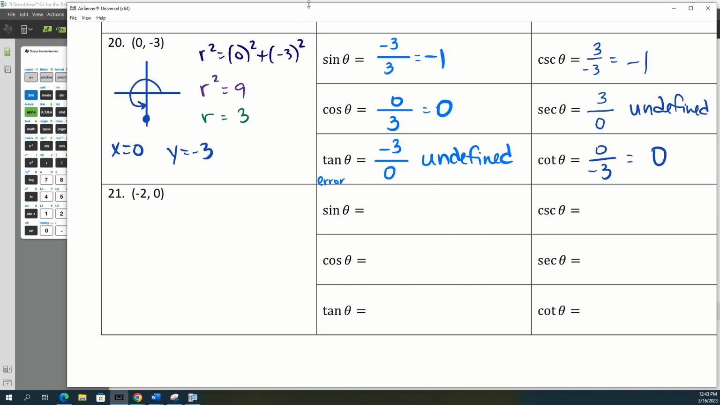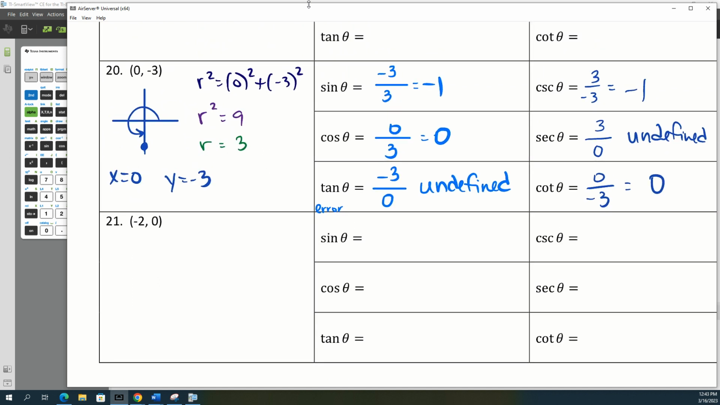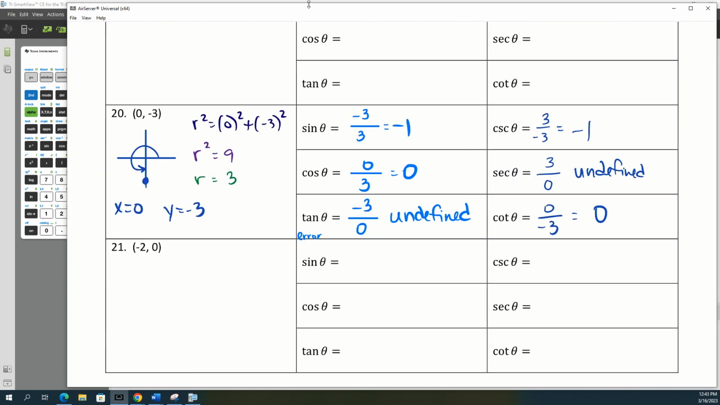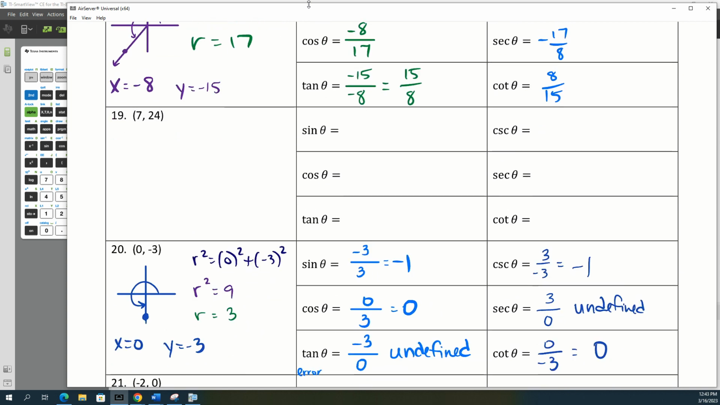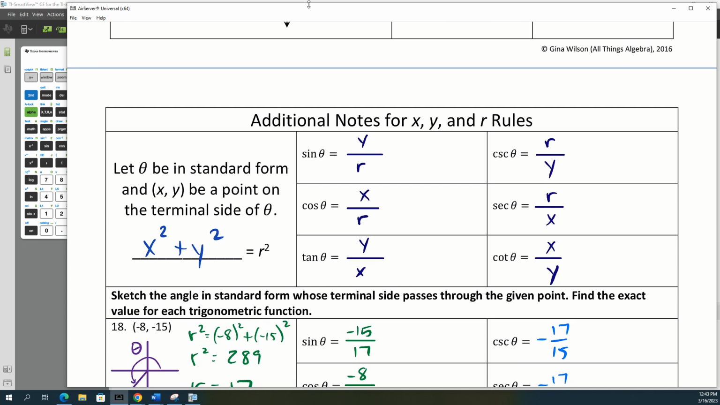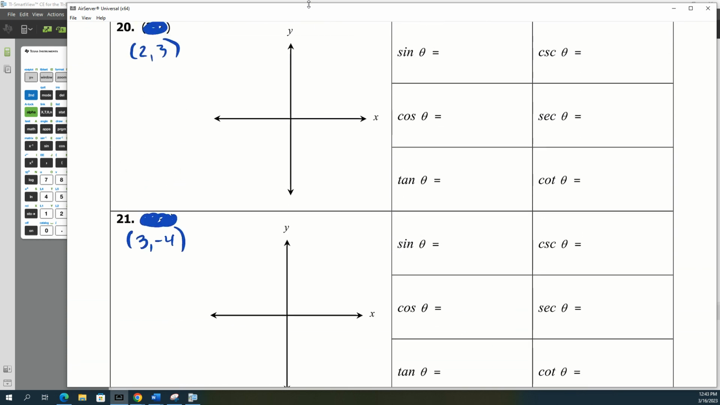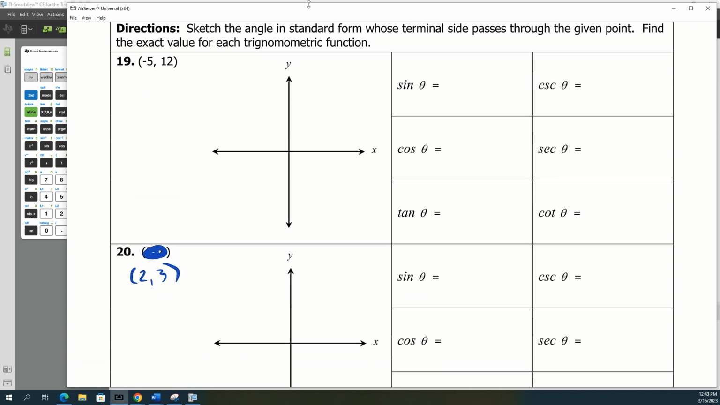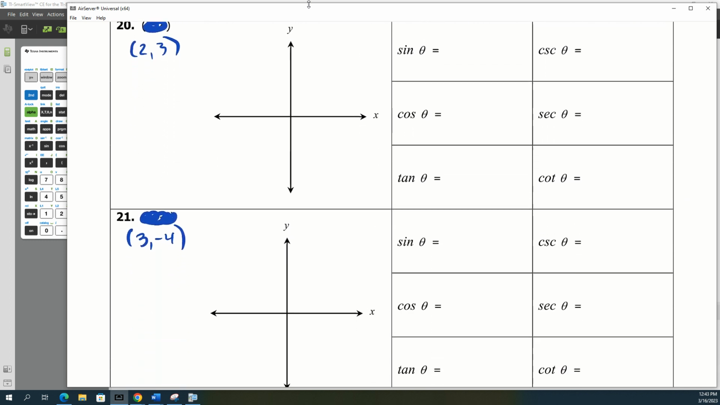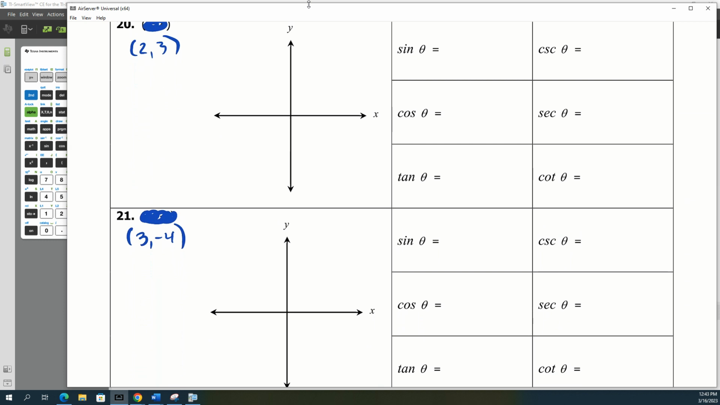All right, do you guys have questions on these X, Y, and R rules? Okay. Okay, so what I want you guys to do on this additional sheet, 19 and 21, so make sure you put your name on it because you are going to turn it in. So on the additional sheet, finish 19 and 21, and then on the homework from yesterday, Unit 12, Homework 3, do that 19 through 21. And make sure you've changed 20 and 21, please.